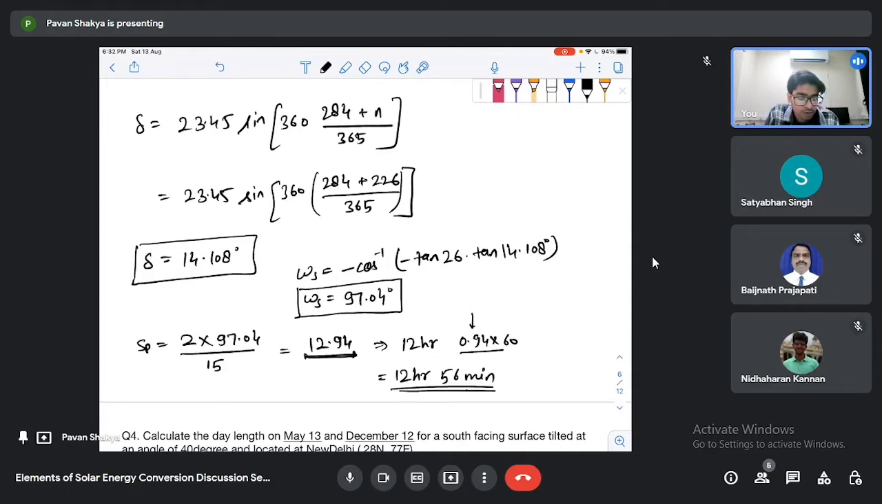So this is the day length. It means that between when the sun rises and the sunset, this is the length in hours between sunrise and sunset.